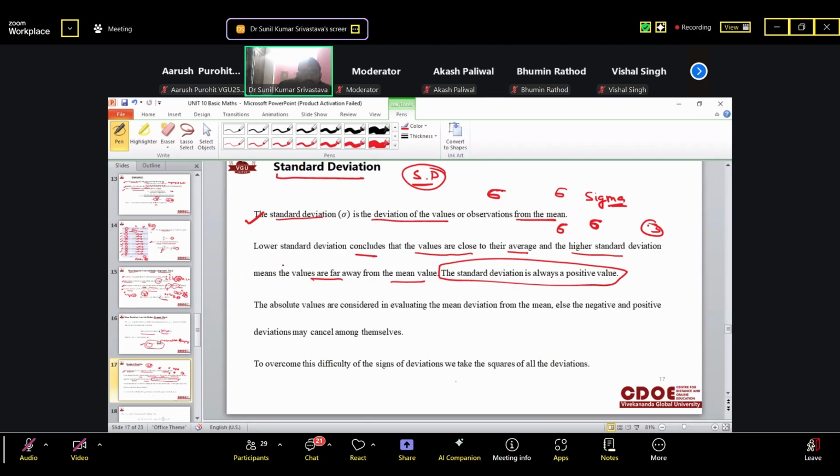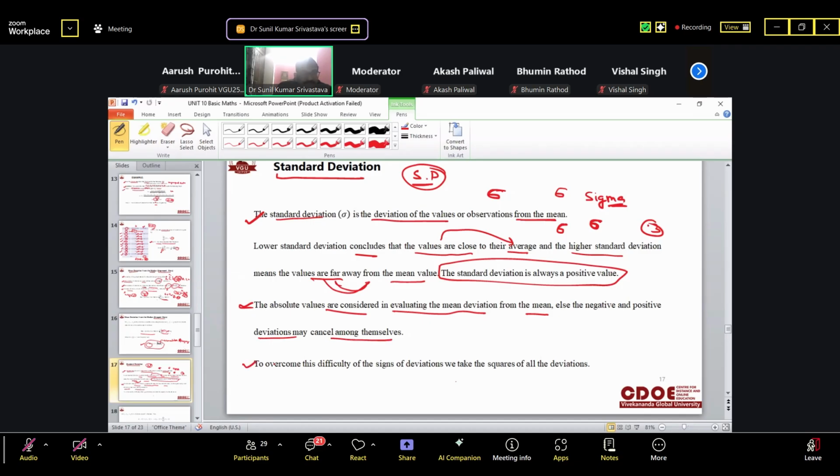So a lower standard deviation concludes the values are very close to the average, and a higher standard deviation means the values are very far away from the mean value. The absolute values are considered in evaluating the mean deviation from the mean. The negative and positive deviations may cancel among themselves.